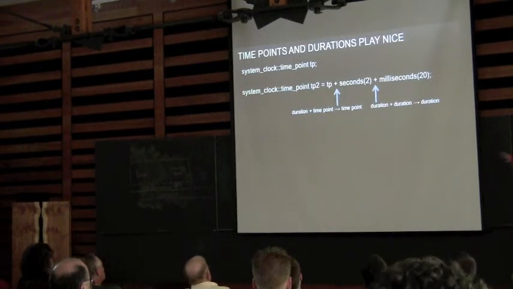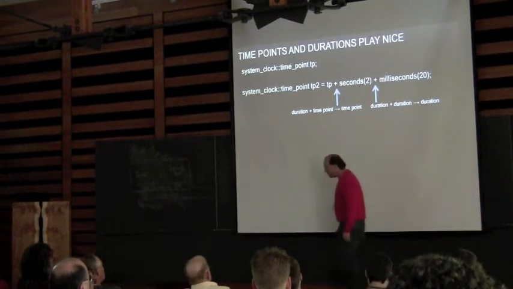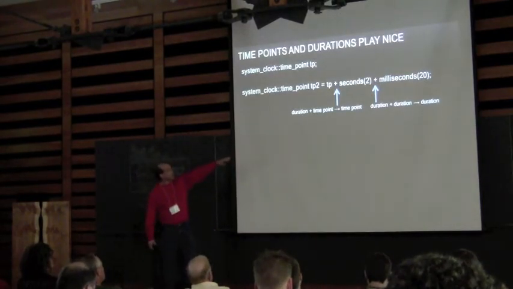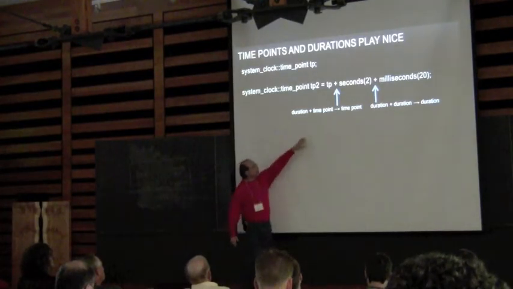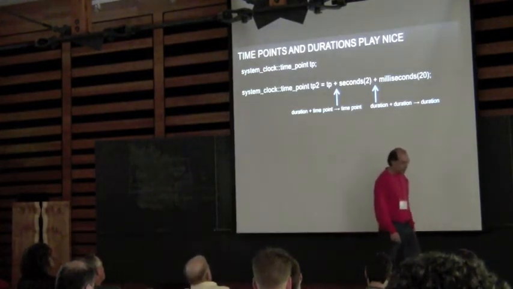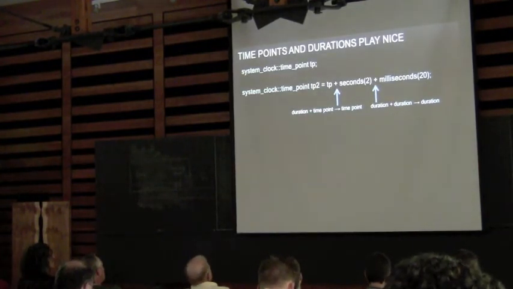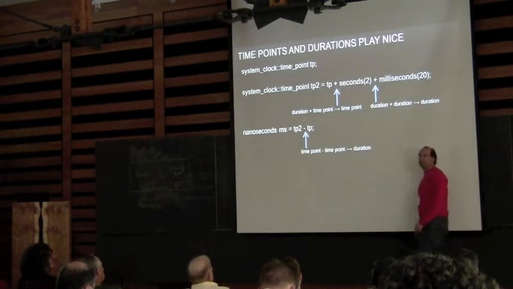So the fundamental thing to understand here is there's a logic to this. There's actually a theory behind it. Durations and durations can add together and make another duration. They're unattached to a number line. They just work. When you add a duration to a time point or subtract one, you get another one. If you subtract two time points, you get a duration. That's that.